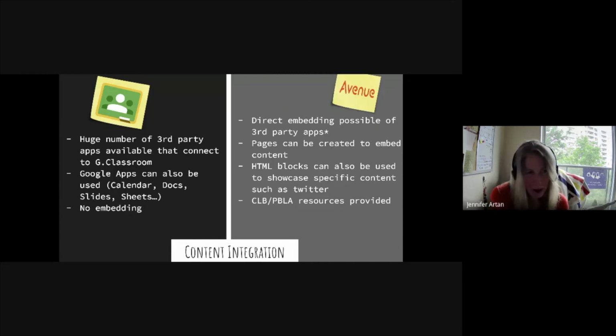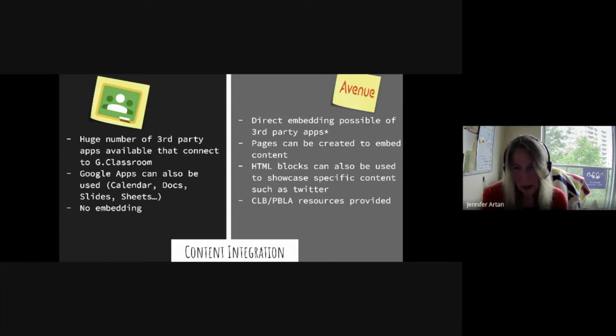So again, as far as content integration and content management, Google, as we know, has a huge number of third-party apps that directly connect to Google Classroom, but they don't embed. It's just a thumbnail. It takes you out of the site in order to use them. Other Google apps can also be used, but again, they don't embed. You have to leave in order to access them. So Avenue has this direct embedding. Pages can be created, HTML blocks can be used to create like a Twitter feed, and CLB and PBLA resources are provided.